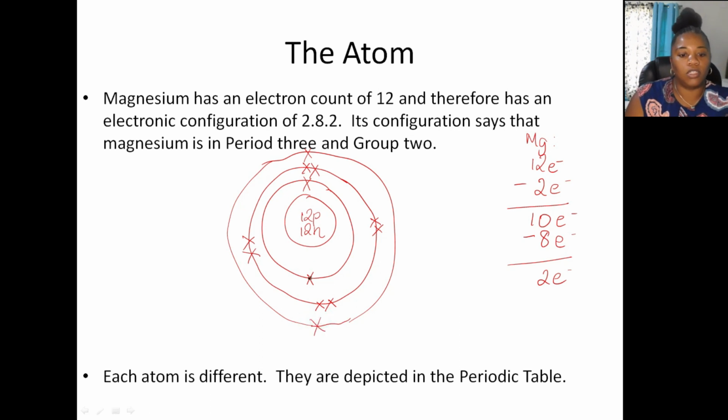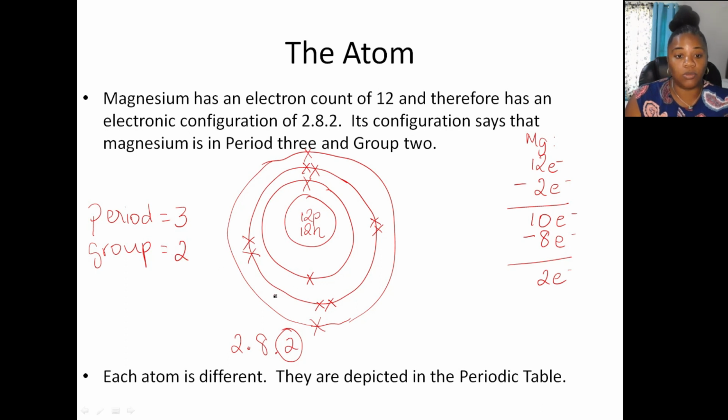Okay, and our electronic configuration will be 2 for the first shell, the second shell is 8, that's 10, and then the last shell holds 2. So we know that this element is in period 3, because we have 3 numbers, 1, 2, 3, and group 2.